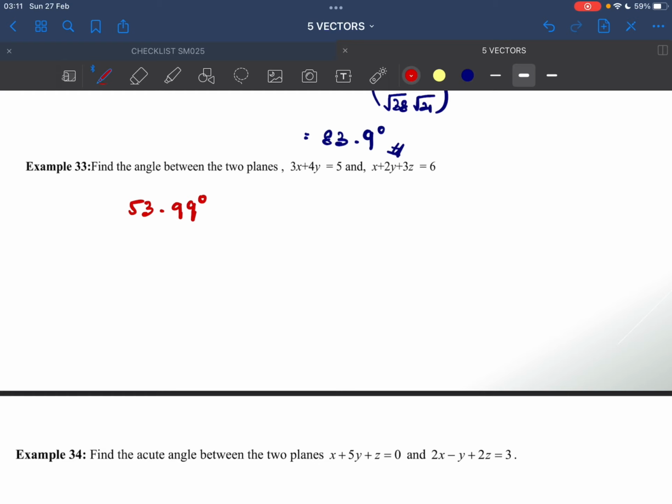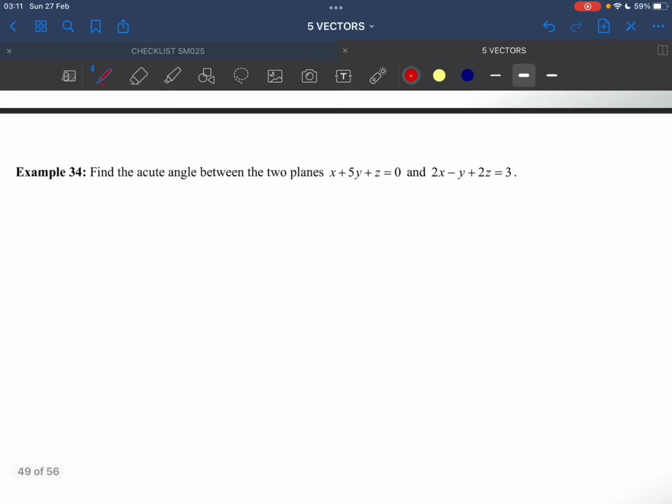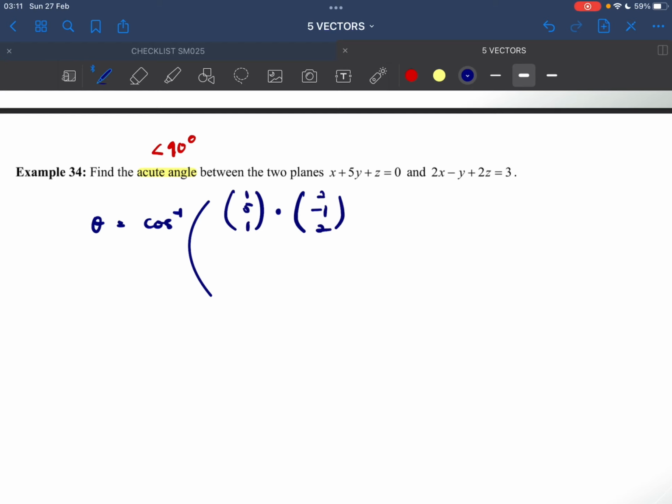Okay, so now let's see for this question. Find the acute angle. So the keyword is the acute angle. Remember, acute angle is always less than 90 degree. Okay, so now we have the two normals. We want to find theta, inverse cos. So the two normals here are (1, 5, 1) dot with (2, negative 1, 2), divided by the magnitude, square root of 1 square plus 5 square plus 1 square, square root of 2 square plus negative 1 square plus 2 square.